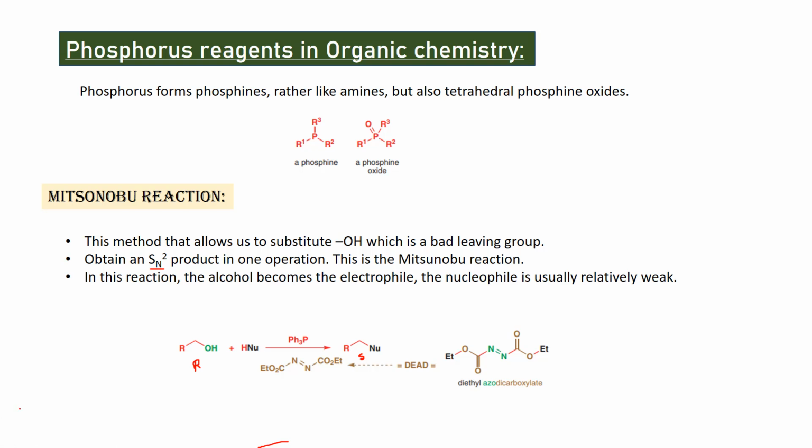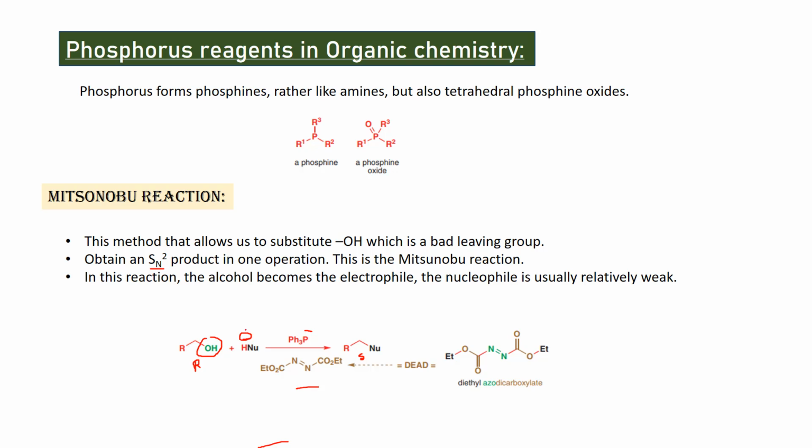So this is the Mitsunobu reaction, where if you add PPh3 and DEAD, the short form of diethyl azodicarboxylate, you can easily substitute this OH group from the system and add the desired nucleophile in the system.